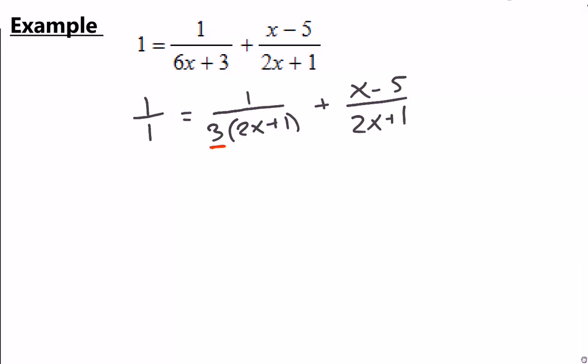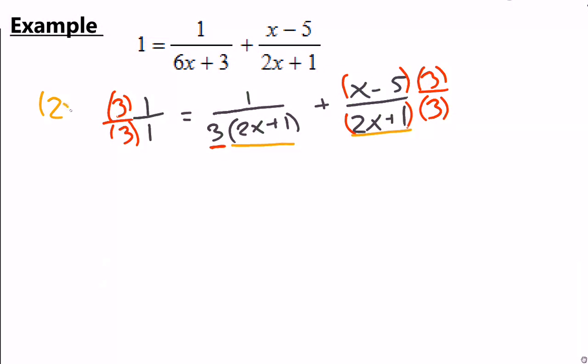All of these obviously have a 1 in the denominator, so that's good. But they don't all have a 3, so I need to multiply my first fraction by 3 over 3, and also my last one. And remember, 3 over 3 is just 1, so it's not actually changing my equation. Two of my fractions have 2x plus 1, but this first one does not, so I need to put that over there too: 2x plus 1 over 2x plus 1. Once I simplify, I know everything is going to be over 3 times 2x plus 1, so I can go ahead and write all my denominators.